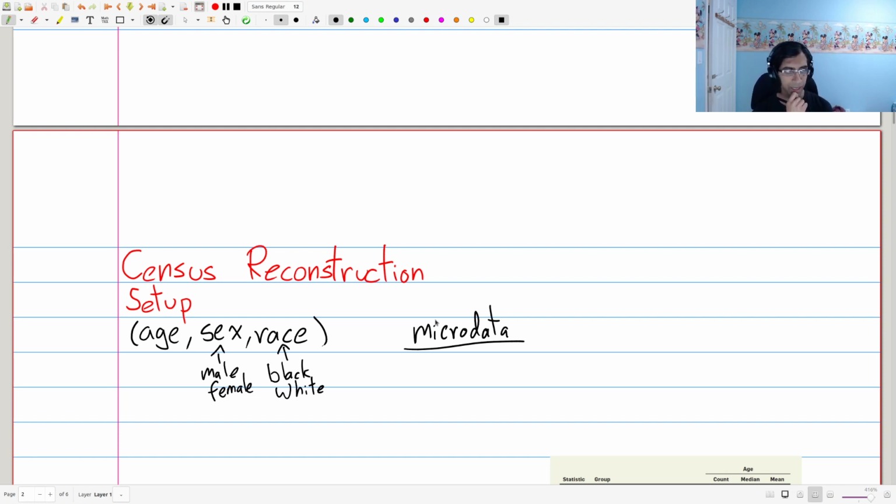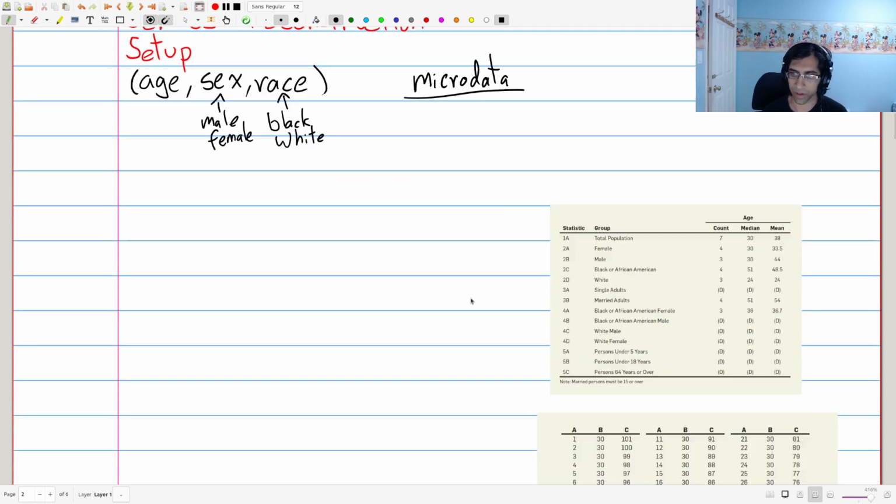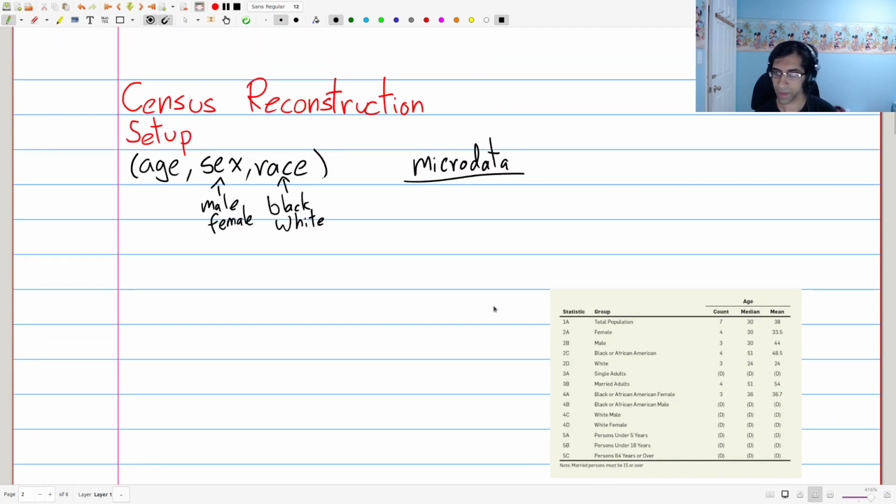Instead, what they do is they release aggregate statistics for, say, a block, or maybe a city or a county or something like that. And this is the type of statistic which is released to the public for that type of information. So let's take a look. You can see it over here on the right. This is an example of what an aggregate would be. This is an example for just a single block, which has, say, 7 people in it total.